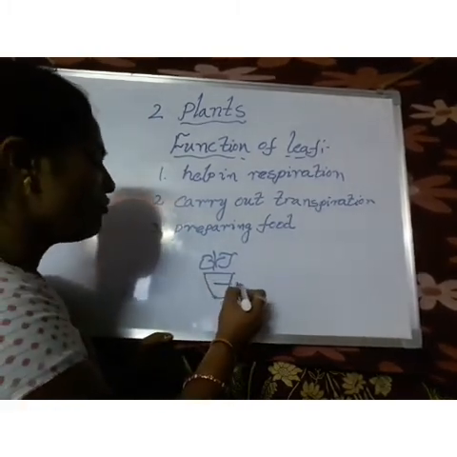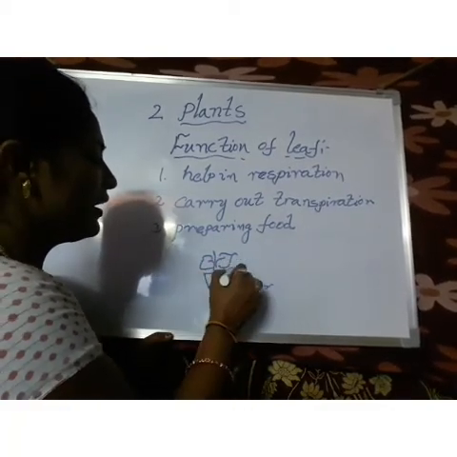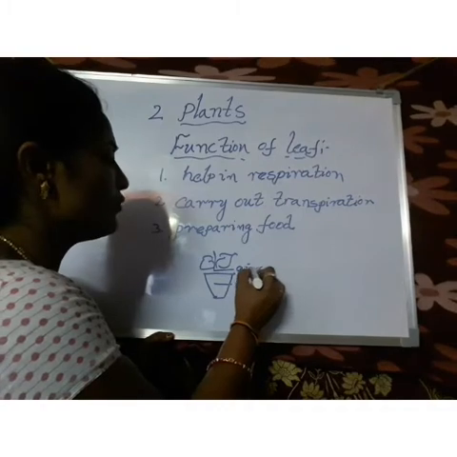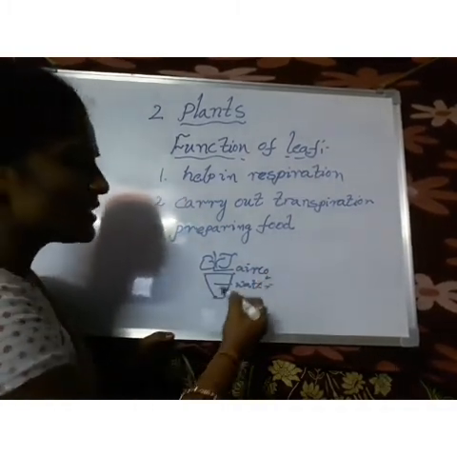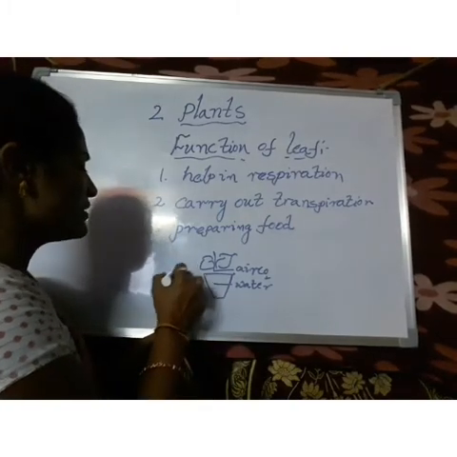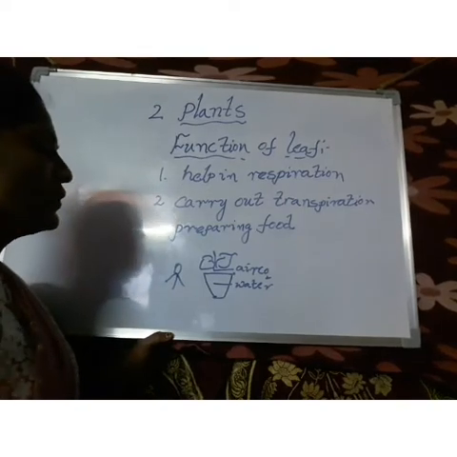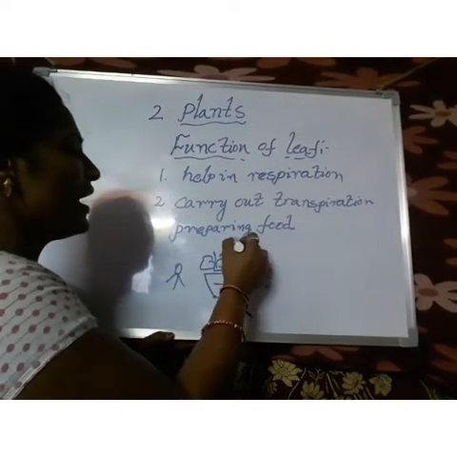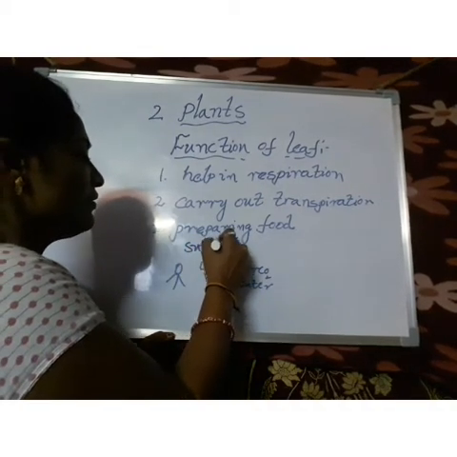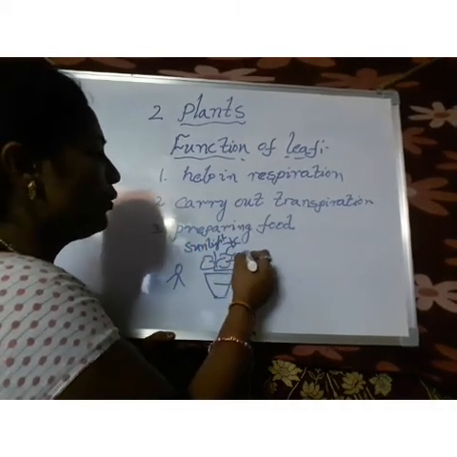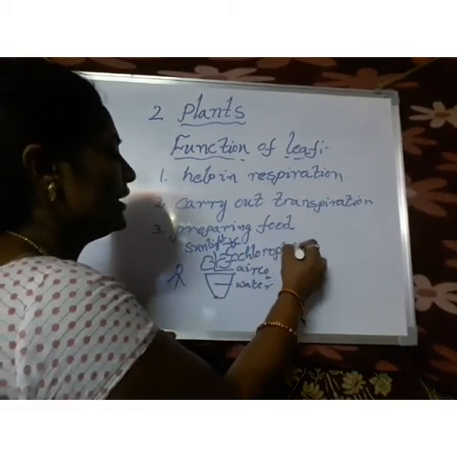With the help of water and, come on, say, air. Air means CO2. And also who is giving CO2 here? Humans. Humans only give CO2 to the plants. And also coming sunlight. And also sunlight, in the presence of chlorophyll.